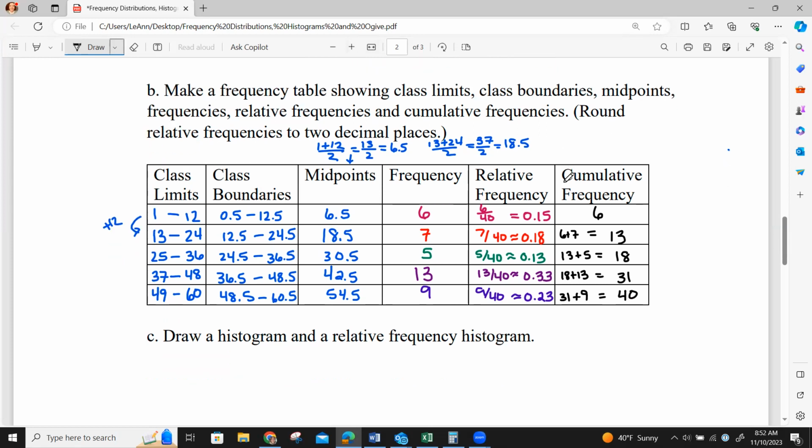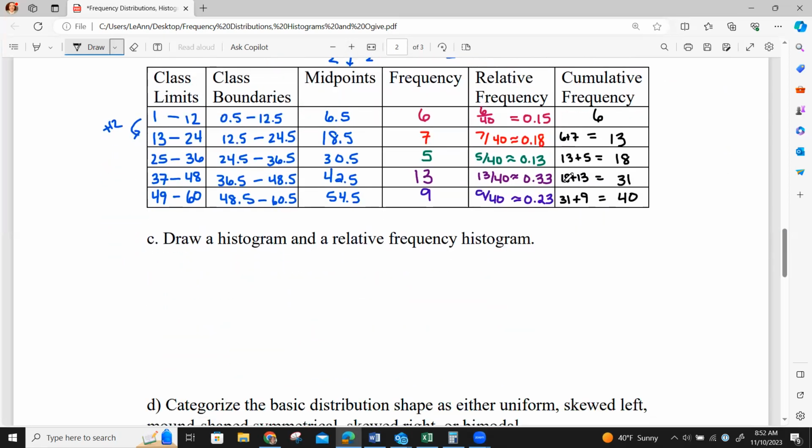Okay. So we want to now draw a histogram and a relative frequency histogram. I put both here because they look very similar. It's just the y-axis that changes. So a histogram is just when you use the frequencies. So you're going to need just an x and y axis, usually just one quadrant because everything's positive.